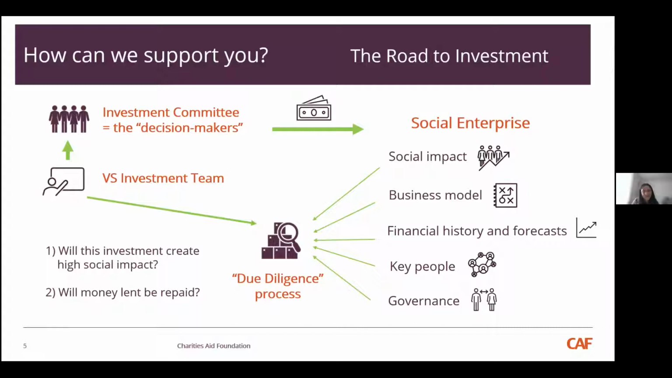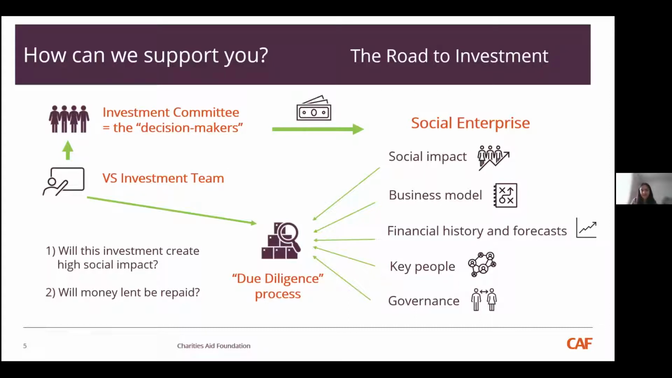It's quite different from applying for grants, which some organizations will have done before, as we obviously want to convince our investment committee of two things. One, that this investment creates a high social impact, and two, that the money can be paid back. But we really do understand that taking on a loan for the first time can be stressful and time consuming. So I really try to keep the process as two-way as possible.